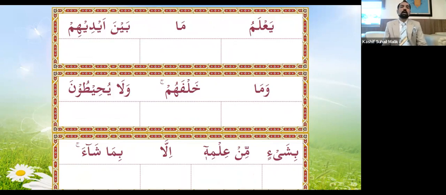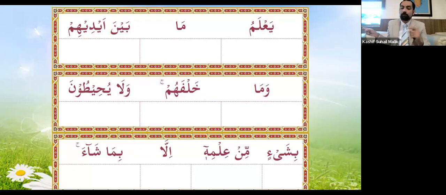Now this part is ya'lamu ma bayna aydihim wa ma khalfahum wa la yuhituna bi shay'in min ilmihi illa bima sha. So ya'lamu, the very first thing, I think you all can translate. You have done the table of alima. Yeah, it's a mudare. He knows. This is mudare of which fi'l? Mudare of alama. Ilm. Is it alama? What is the verb? What is the first mazi expression of this? Ya'lamu. Alima. Excellent. Somebody said alima.